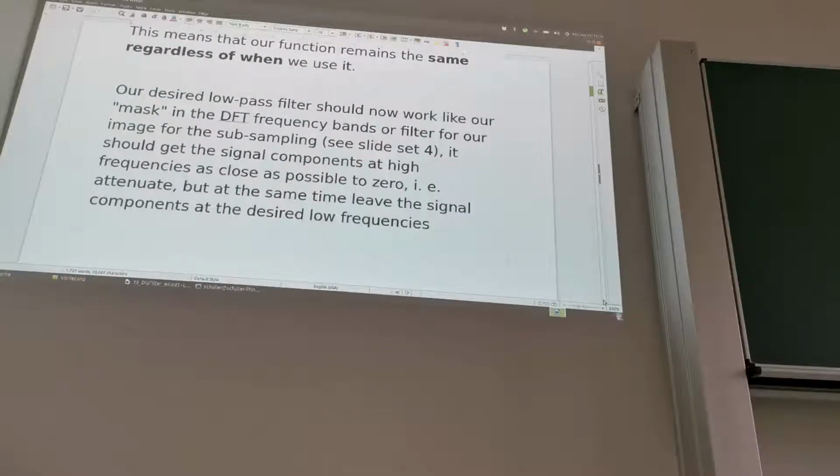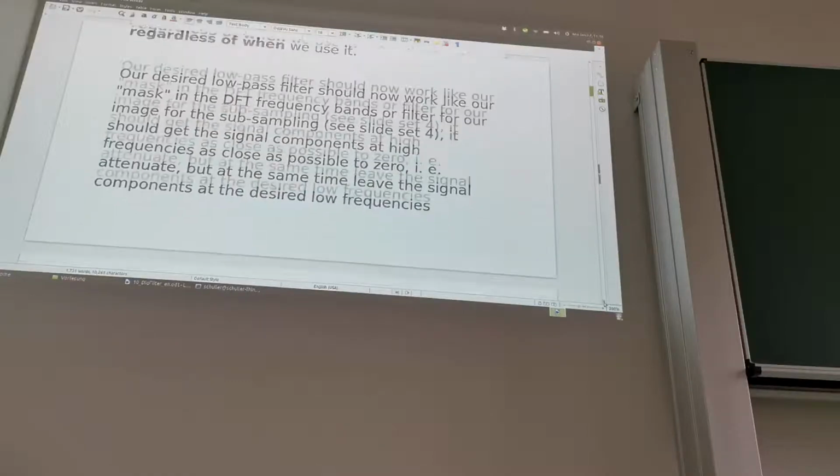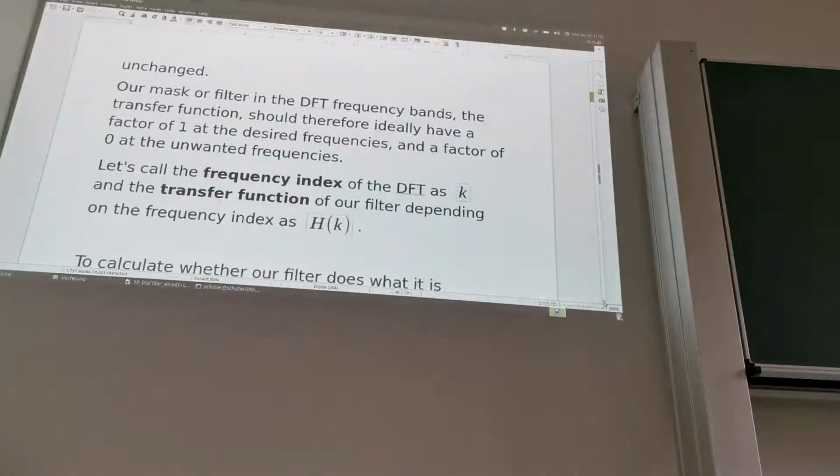Yeah, so our desired low-pass filter should now work like our mask in the DFT frequency bands, or filter for our image for the subsampling, like in slide set 4. It should get the signal components at high frequency as close as possible to 0, which means it should attenuate, but at the same time leave the signal components at the desired low frequencies intact. Unchanged.